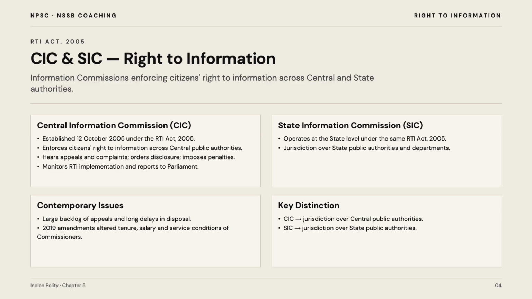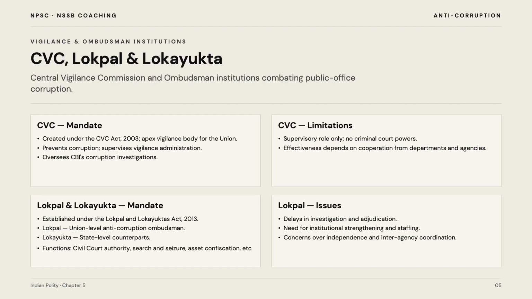The Central Information Commission and State Information Commission are related to our right to information. We have the RTI. So anytime you hear about RTI, who enforces it? The Central Information Commission and State Information Commission. Now Central Vigilance, Lokpal and Lokayukta.